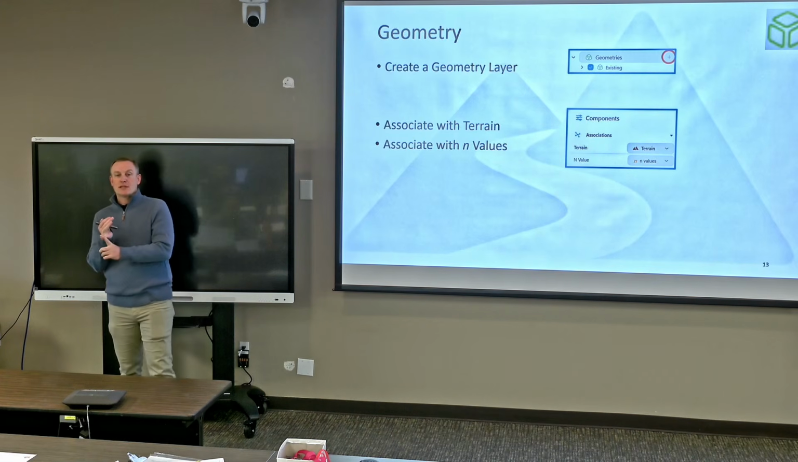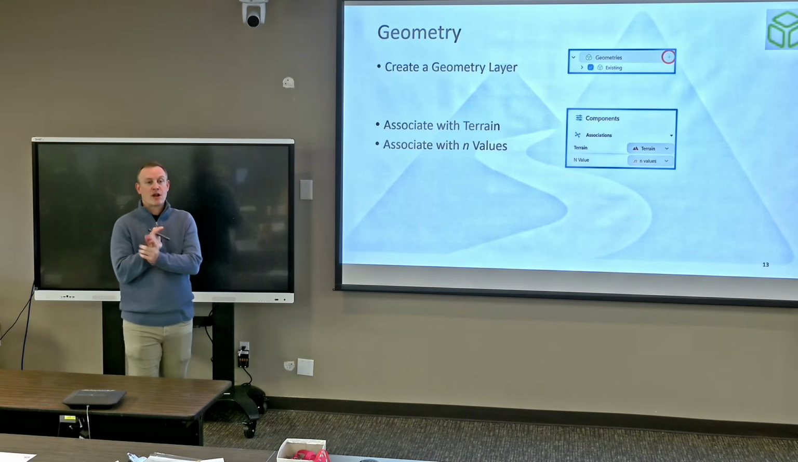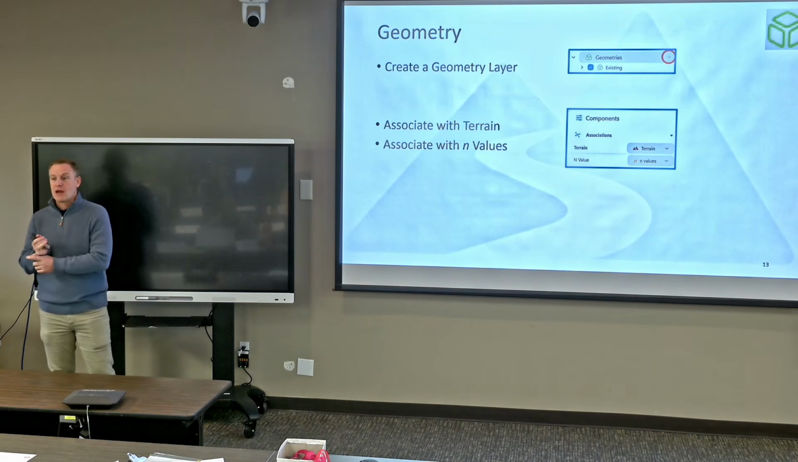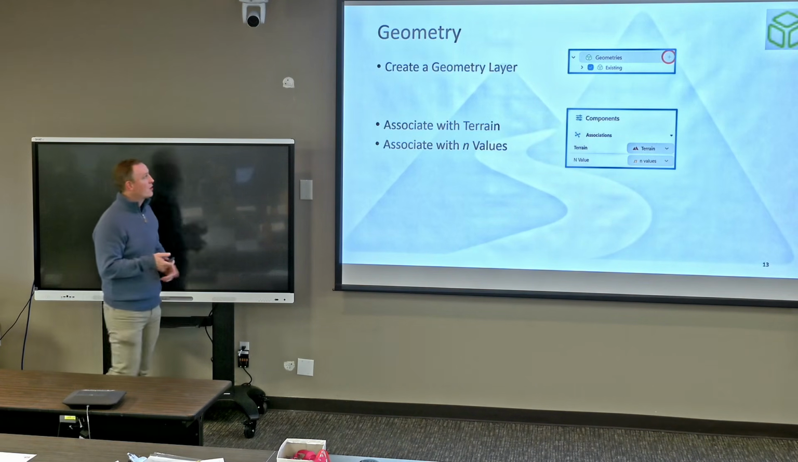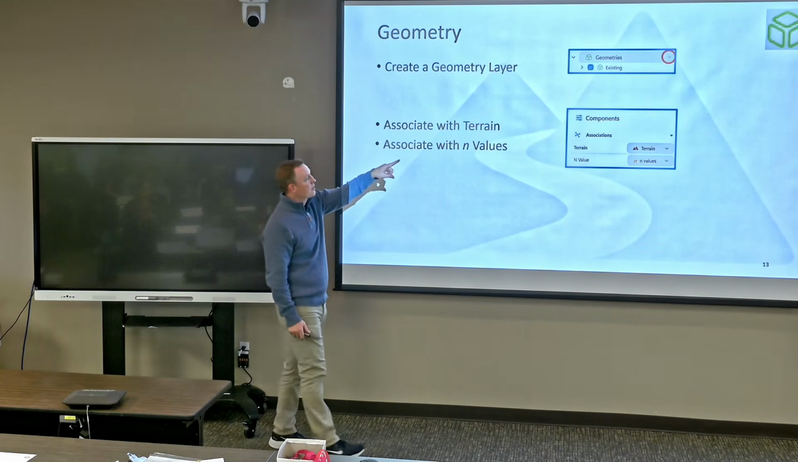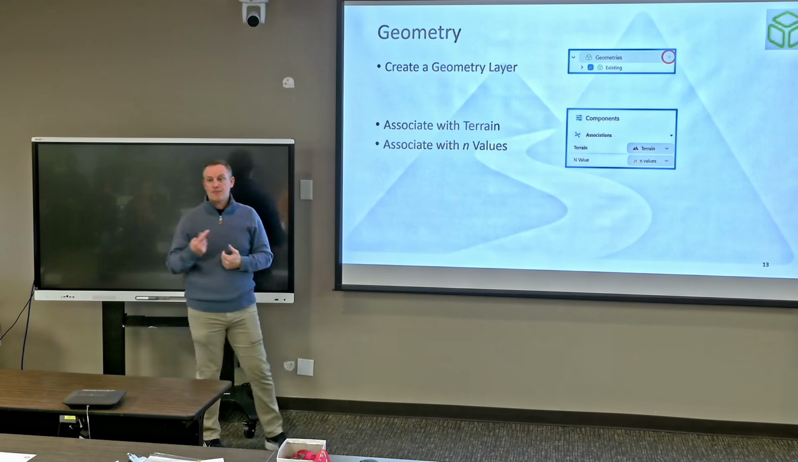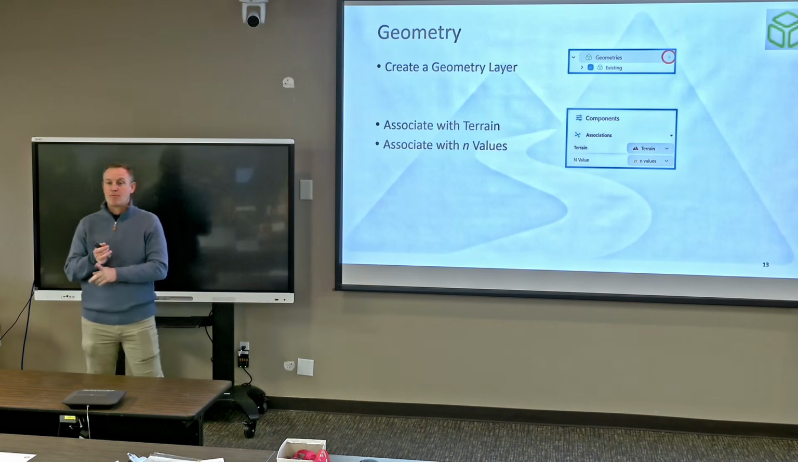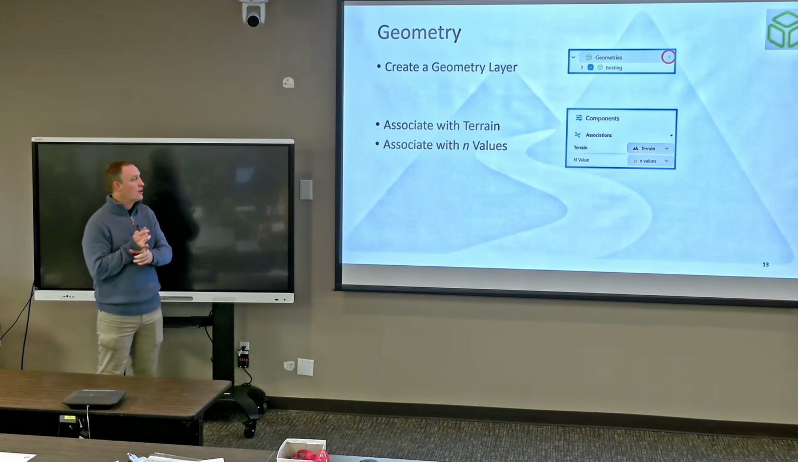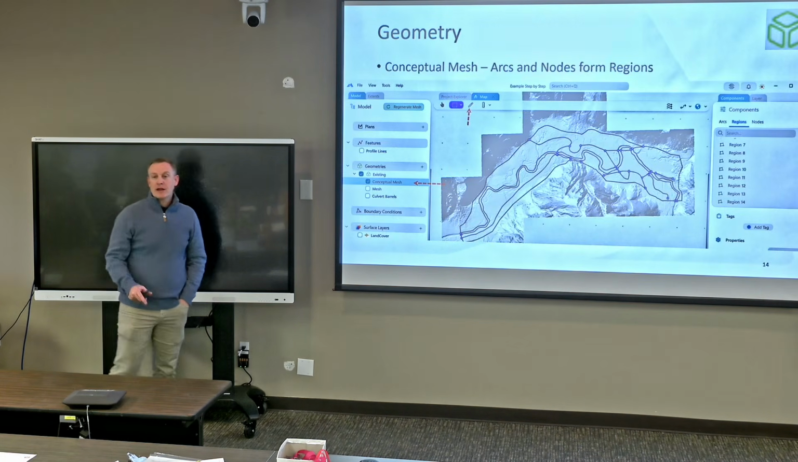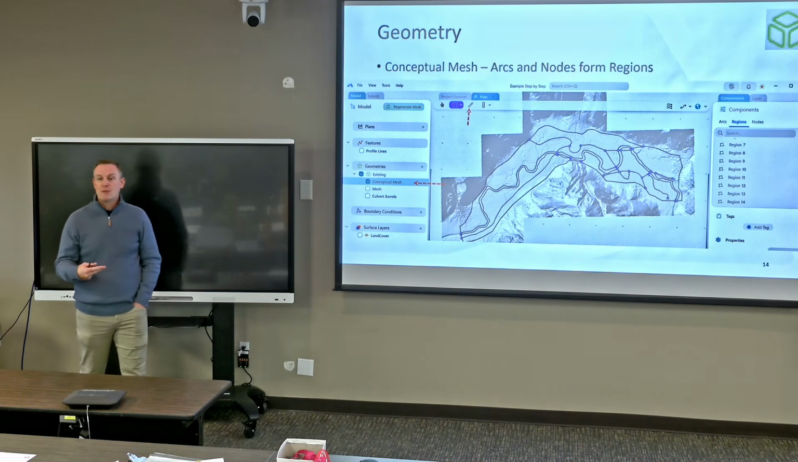You've created a project, you've created a terrain layer, you've created your end values. The next thing you're going to do is create a geometry. So to create a geometry, just go to the geometries group, click the plus sign, provide a name, hit create. When you do that, you'll check the components tab and make sure that it properly associated your terrain and your end value layer.